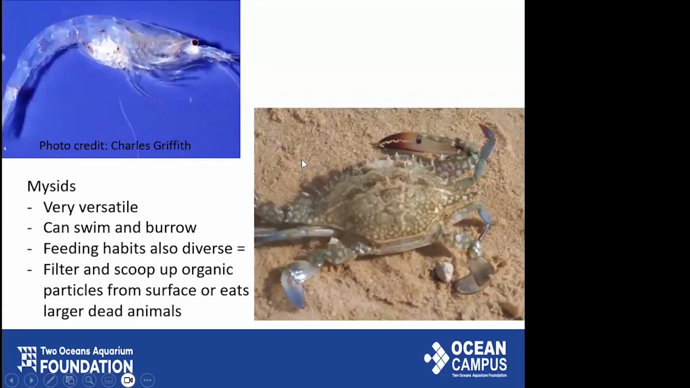So two of the species that you would find in this environment are your mysids. They are rather versatile. You'll see that they're rather transparent, so they blend in very well within this environment. They can either swim and or burrow, and even their feeding habits might be quite diverse. So they filter and scoop up any organic particles that are in the water using their feet.